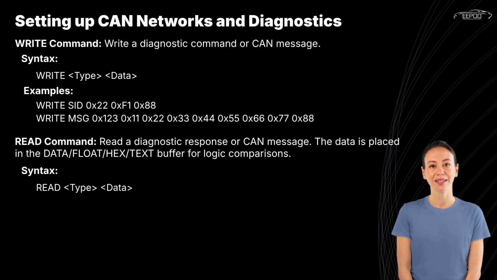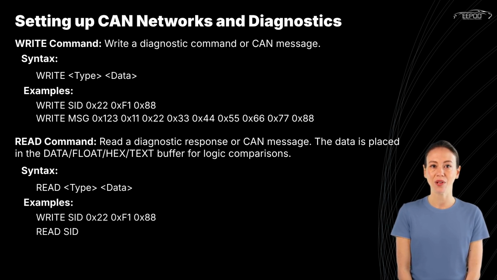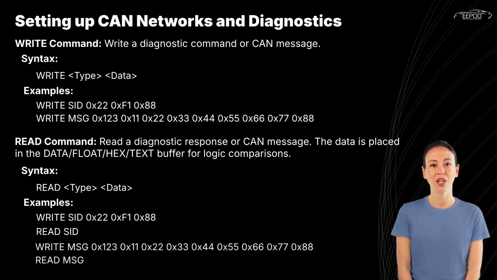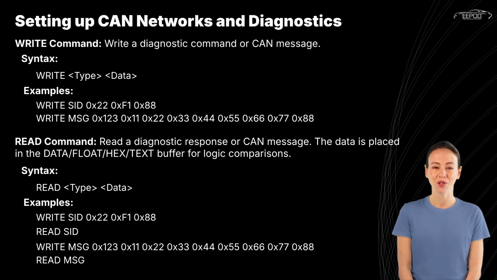Type can be SID reads last SID response, MSG reads last CAN message with a specific CAN ID, USB reads last USB input. Example 1, read response to a diagnostic write. Response to the diagnostic write, F188 is stored in buffers like data, text, hex. Example 2, read last CAN message with ID 0x123. This will store the data from the last message with that ID into the internal buffers. Real-world tips. Always read immediately after write if you expect a response. You can combine it with LCD or LOG to store what you received.